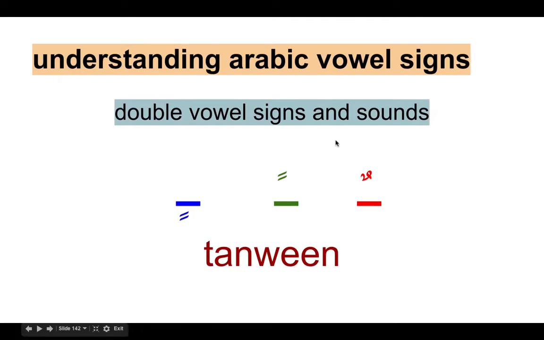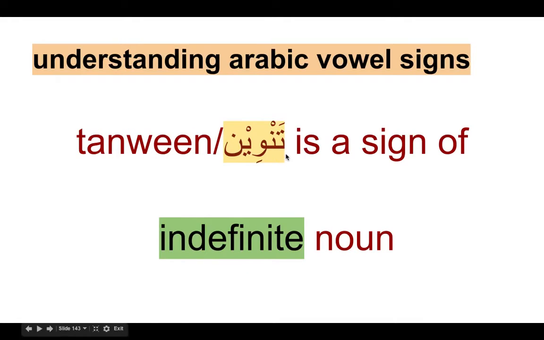So we learned about single vowel signs. Then we have what is called double vowel signs, when we have two dhammas, two fathas and two kasras. What do they signify? These are called tanweens. Tanween means two dhamma, tanween fatha, and tanween kasra. So whenever you see a tanween on a noun, double fatha, double dhamma, or double kasra, it is a sign of an indefinite noun.